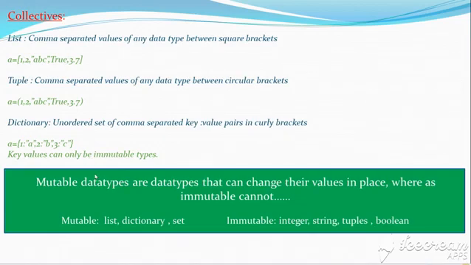Now when we are talking about data types, there are basically two types: mutable and immutable. List, dictionary and set are said to be mutable, and integer, string, tuples and boolean are immutable. When we say mutable, it means they change in place. Immutable means they cannot change in place. A new value has to be created if you want to change it. We'll be discussing mutable and immutable henceforth. Let us see how we are going to do further.